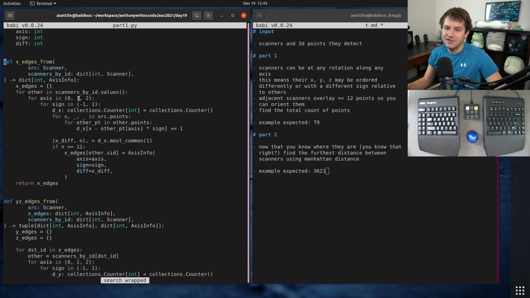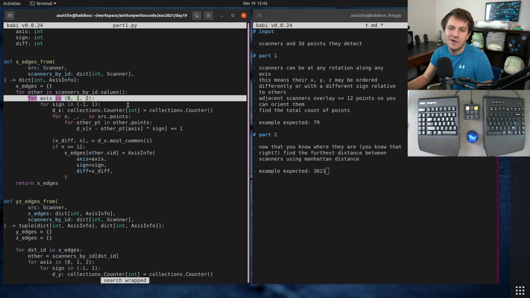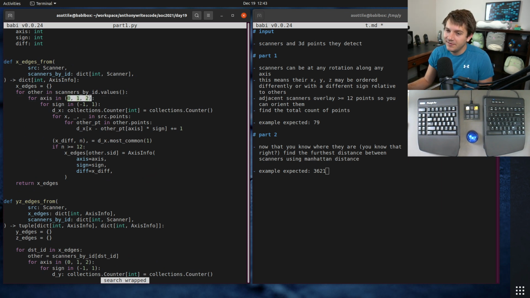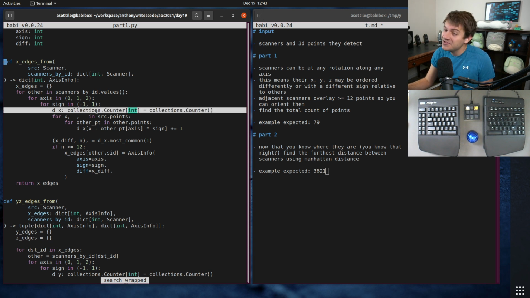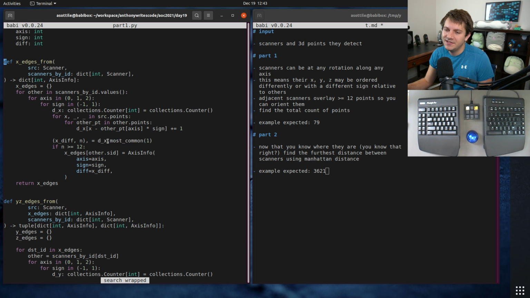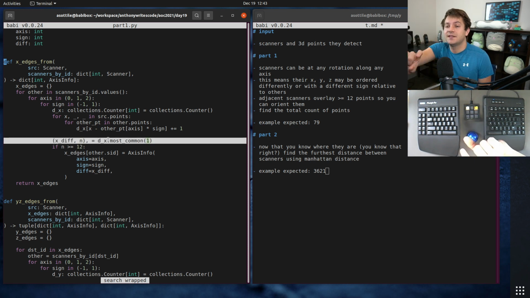And basically what I do is that same permutation that I was talking about earlier. I try each of the axes in the other points, and I try each of the signs, and I'm just trying to match the source's x-axis against whatever other x-axis here. And I'm basically just counting the number of differences here. And I know that if I find a very common difference that has more than 12 matching edges, then I have matched the x-axis of the source against whatever other axis in the other one, and I can record that down here.